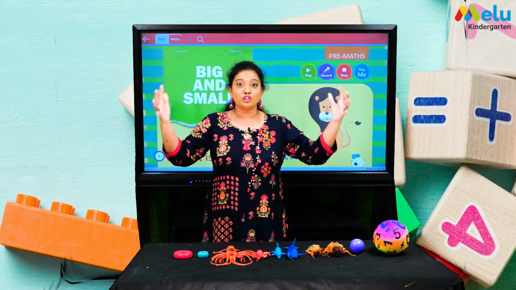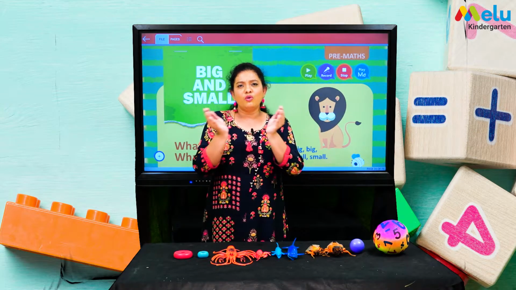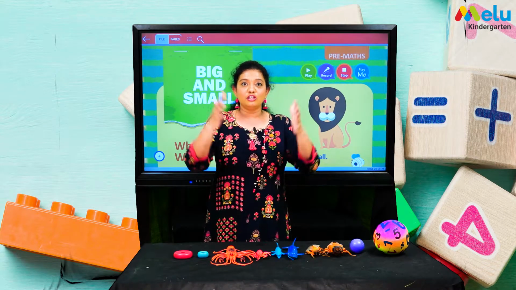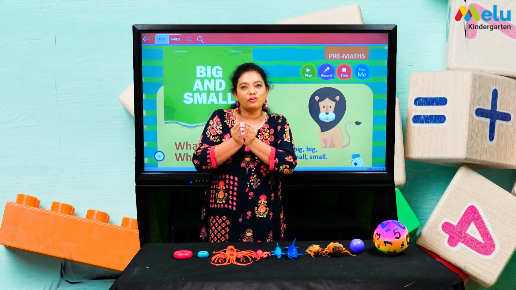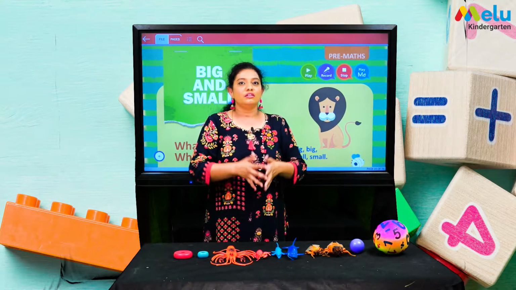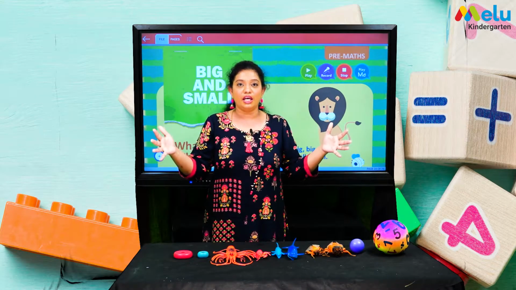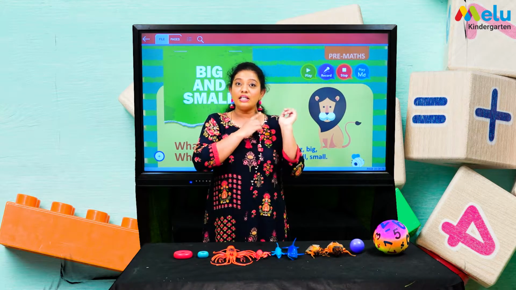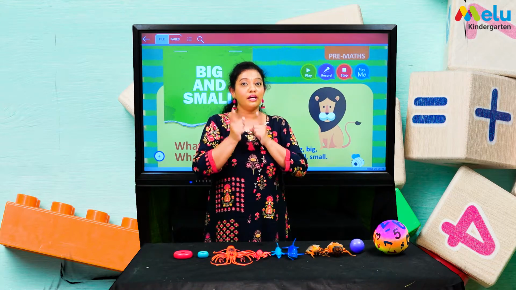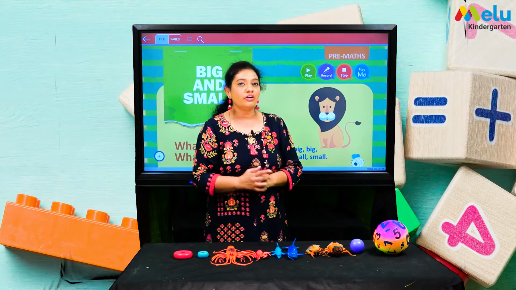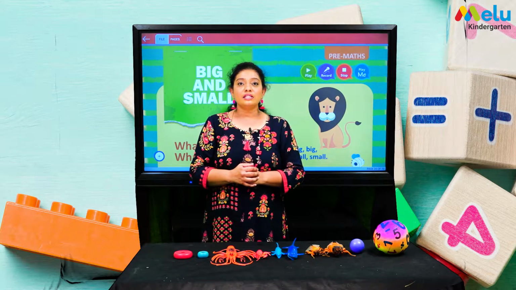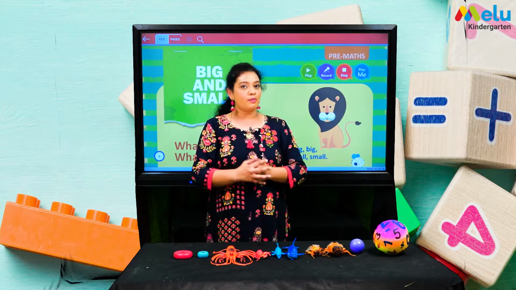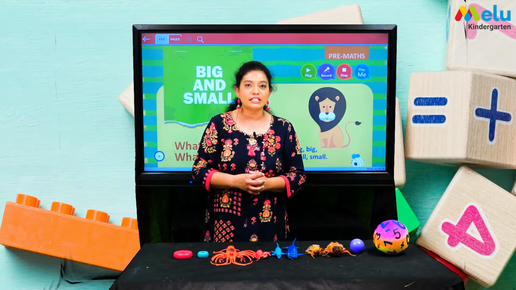So when I am showing this much, and when I am showing only this much, what am I talking about? It is the size of an object. When I am showing this much, it is termed as big. And when I am showing like this, it is small. Now let us see a few examples on the big and small concept. And children, please remember, when we say big and small, it is in terms of the size of an object.